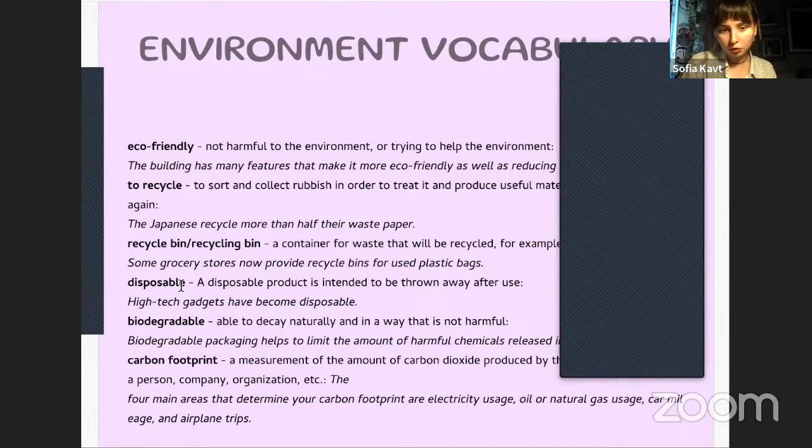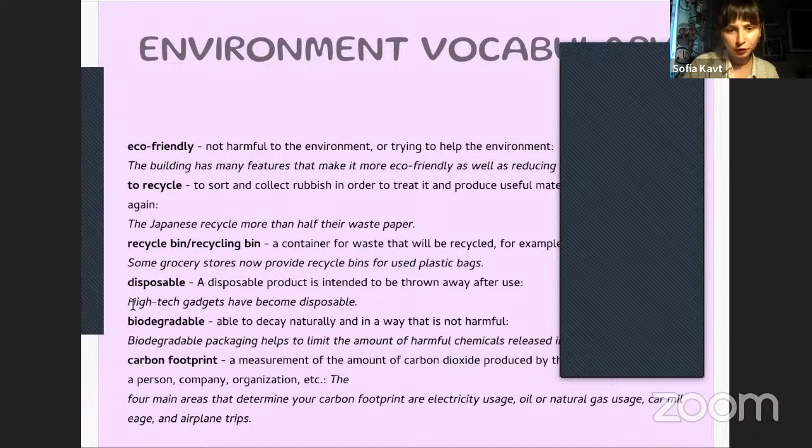Then disposable. This is an adjective which denotes a product which is meant to be thrown away after use. And the fact that there are so many disposable products nowadays poses a huge threat to the environment. Because we're turning the world into a landfill by throwing out so many disposable products.